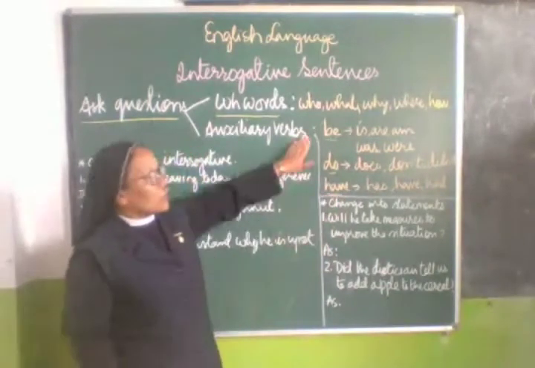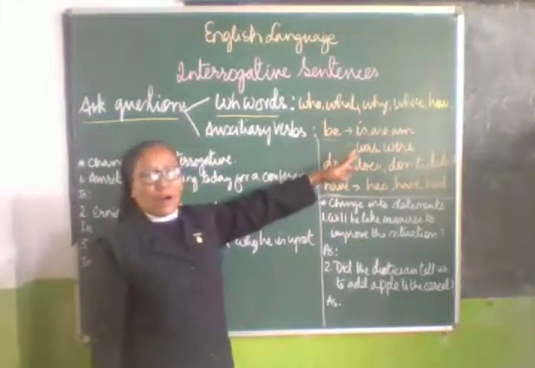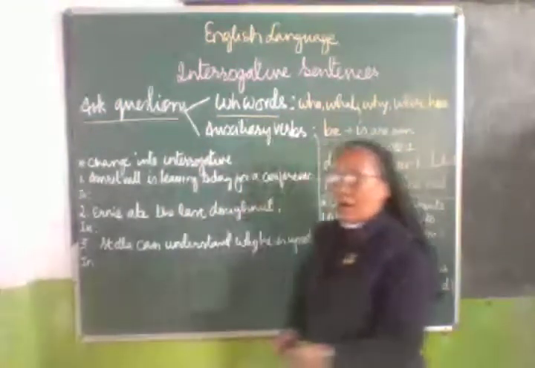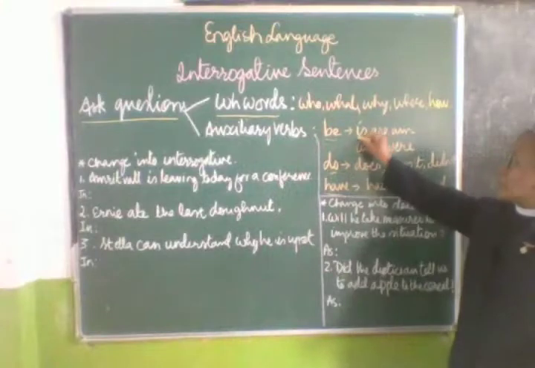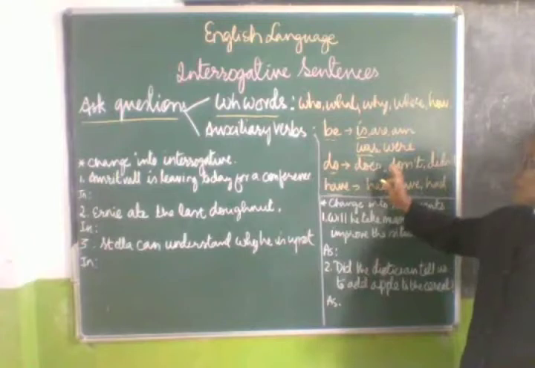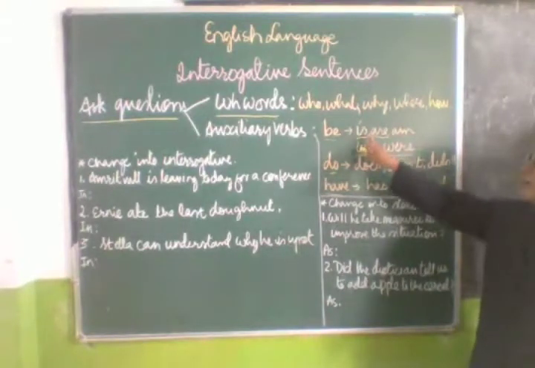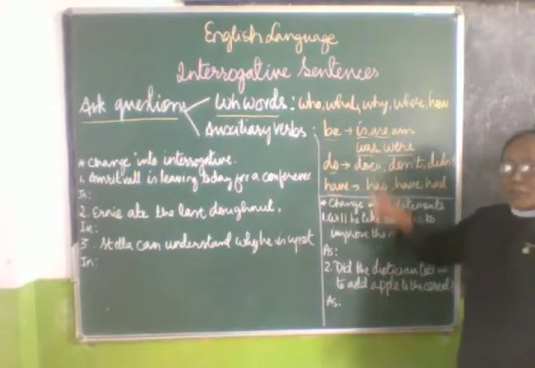Be form, you have is, am, are. And the past tense of is, am, are, as you know, is was. Am of course will be was, and are were. So is, am are singular, and are is plural, and in the past, singular is was and plural is were. So please remember this.